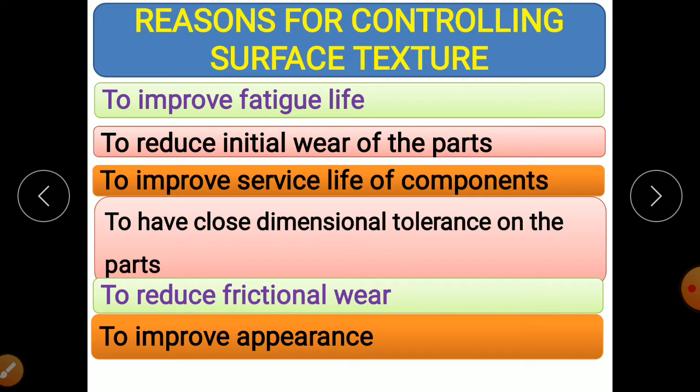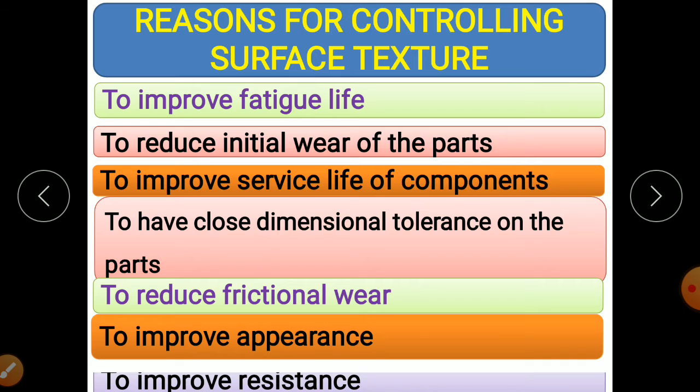Next is to improve appearance. If the surface finish is good, it looks good, it will improve the looks. Afterwards, to improve the resistance. So these are the different reasons why we need to control the surface finish or surface texture.